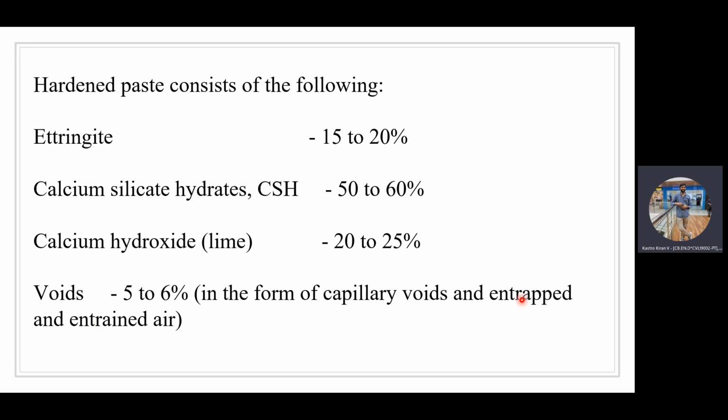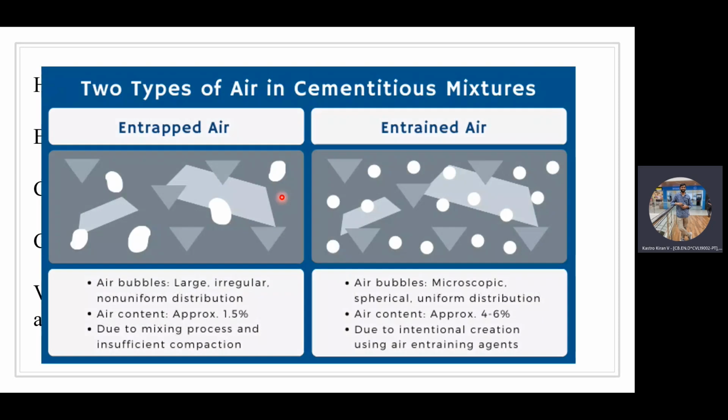I'll talk about what is entrapped and entrained air in some time. But here the major composition is taking place by the CSH product. This major composition is occupied by the CSH product, and because of this only the strength will get developed to the concrete or to the cement also. So now let's understand what is this entrapped air and entrained air.